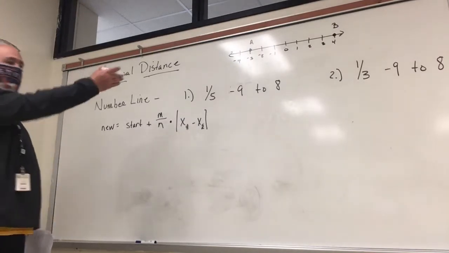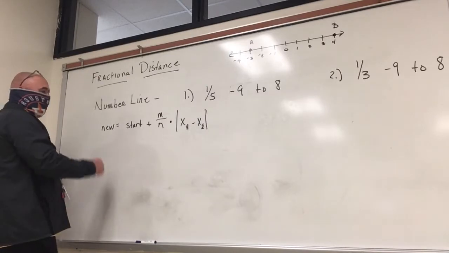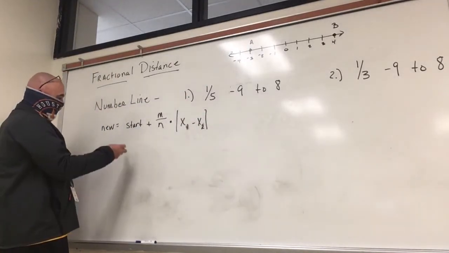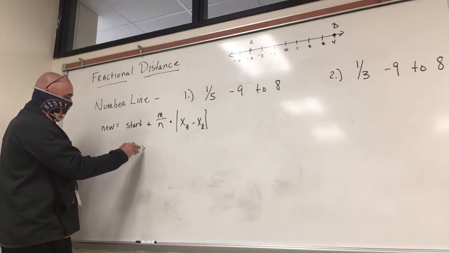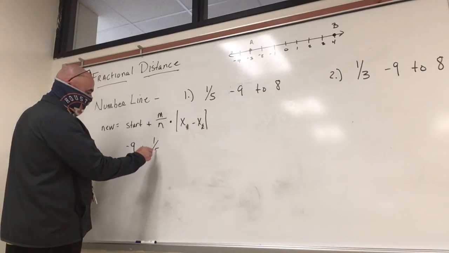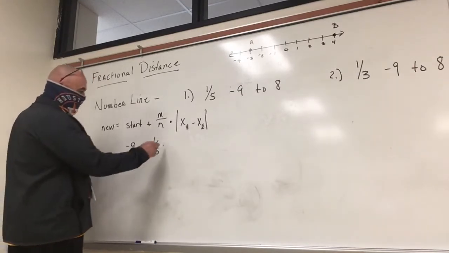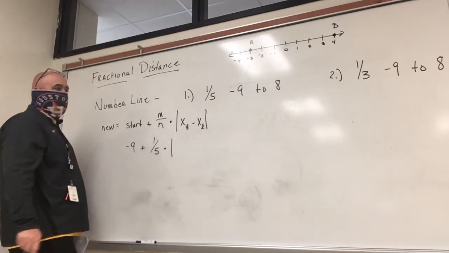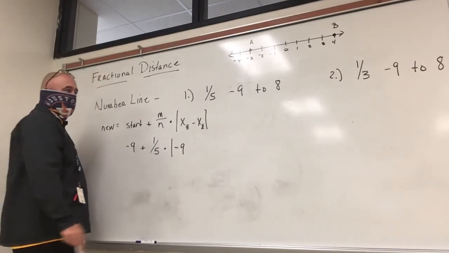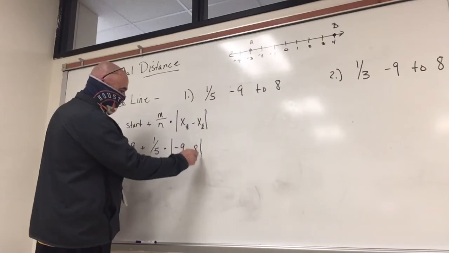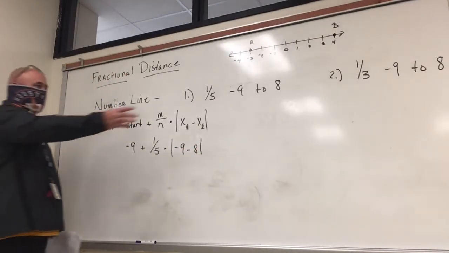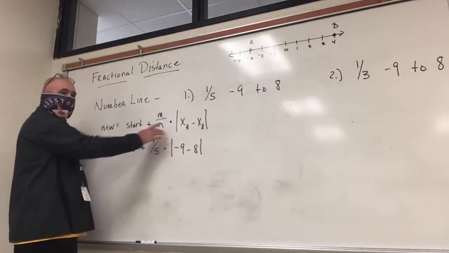Here we go. Let's do number 1. My new point. What's my start point in number 1? -9. -9 plus, what's my fractional distance? 1/5, right? Times absolute value, what's my first point? -9. What's my second point? 8. So all I did was take these numbers and plug them into that formula.